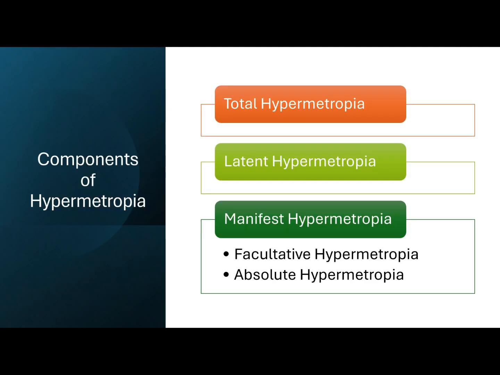So having seen all the reasons for hypermetropia, now let's see what are the components of hypermetropia. Hypermetropia has three main components. Total hypermetropia, which is the sum of all the causes of hypermetropia. Total hypermetropia is further divided into latent hypermetropia and manifest hypermetropia. Manifest hypermetropia has subsets, basically facultative hypermetropia and absolute hypermetropia. I will talk about each and every component separately.